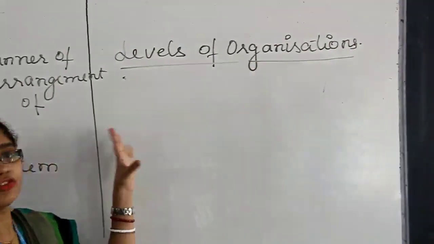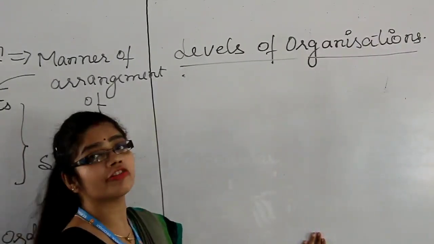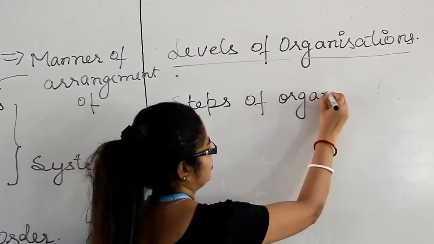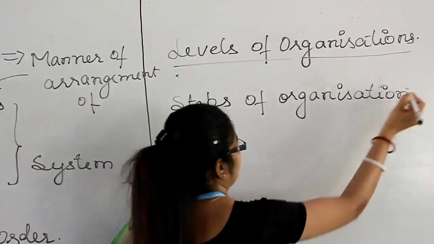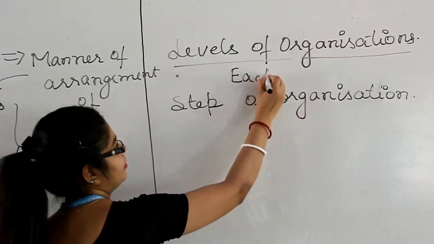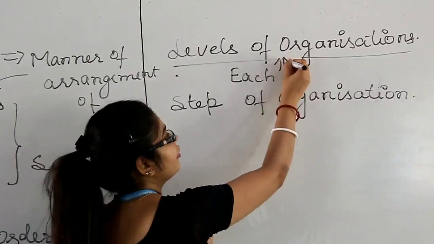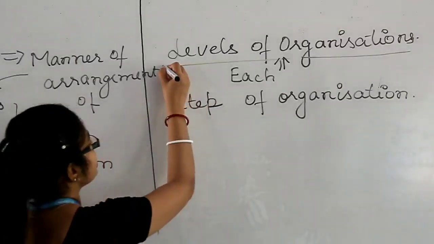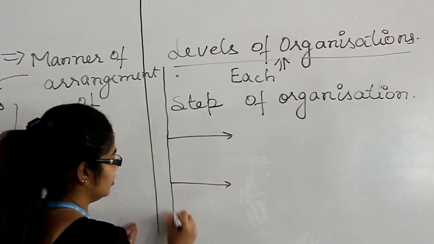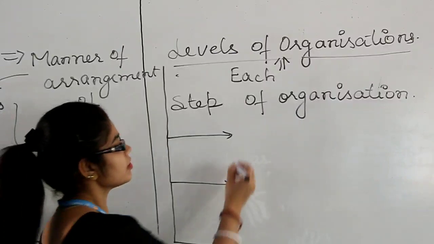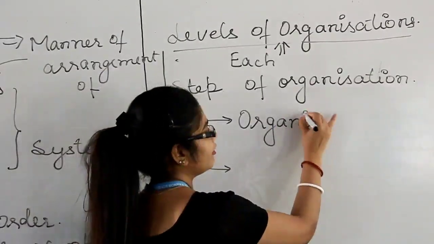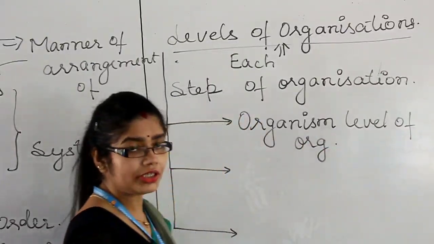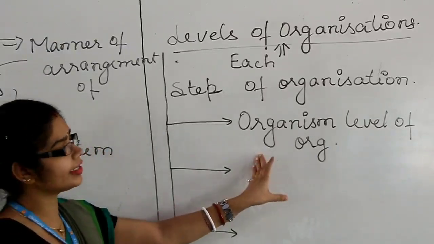We'll find that the steps involved in any organization are called levels of organization. Each step of organization is called a level of organization. Here we have mainly three categories. It is divided into three major categories. The first category we have is the organism level of organization.